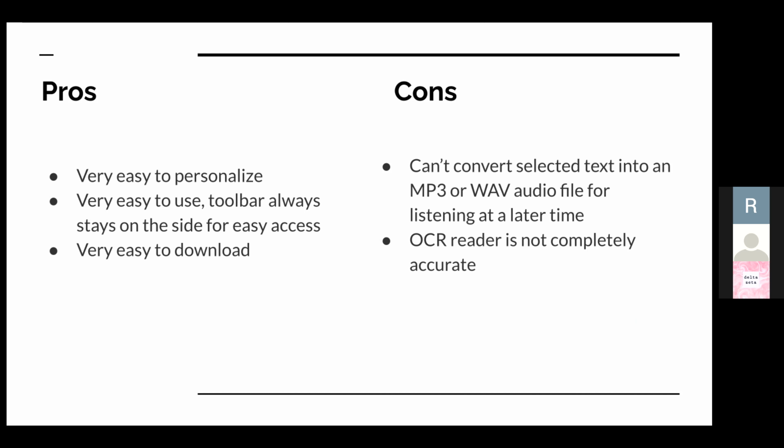Some cons, I did a little bit of research. You can't convert selected text into an MP3 or other audio files to listen at a later time. This can cause troubles with students who maybe learn at a different pace and want to take their lessons into their home life, or want to listen to it at home just for better understanding, or maybe they're not very good at comprehension, so they want to work on it more at home. You're not able to do that with Snap and Read.